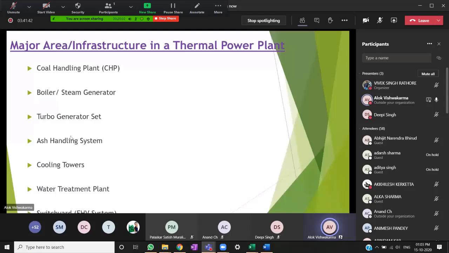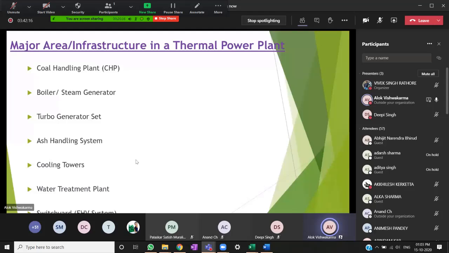Then if you burn the coal, it is obvious that some ash will be produced, and it is a huge quantity, in the range of 30-40%. So that much amount we have to handle. So there is a separate ash handling system in the power plant. And then there is a requirement of cooling towers to cool the steam in a closed cycle. It works in the condenser cooling system.